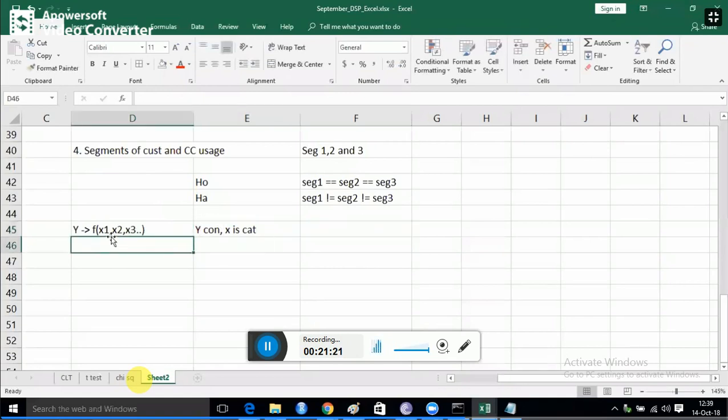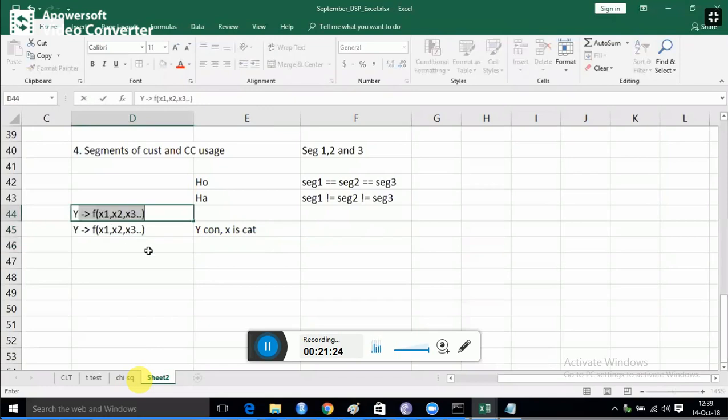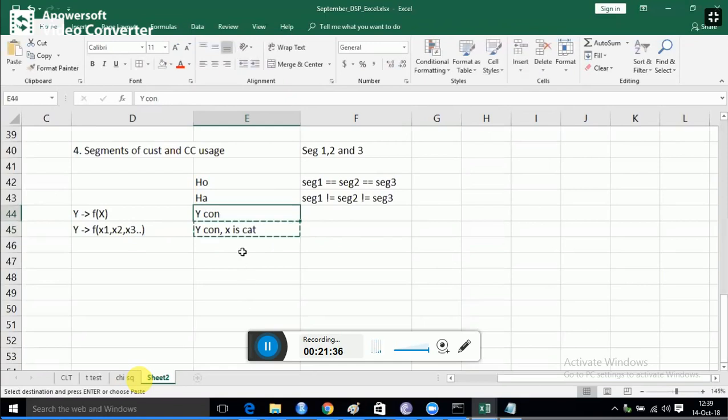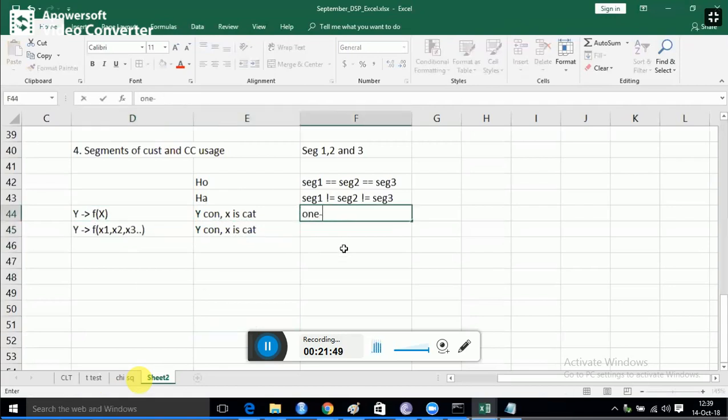Or there is the basic way that we have been discussing till now. We have y as a function of one variable called x, where y is continuous and x is categorical. Yes or no? So here there is a difference in the number of categorical variables. Here there is only one categorical variable. Here there are multiple categorical variables. This is known as one-way ANOVA. This particular thing is known as one-way ANOVA.